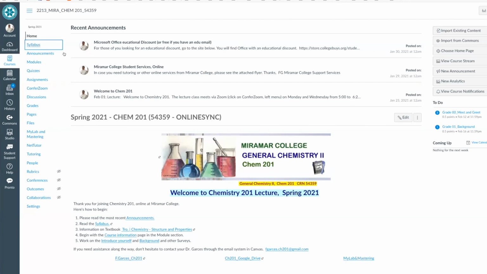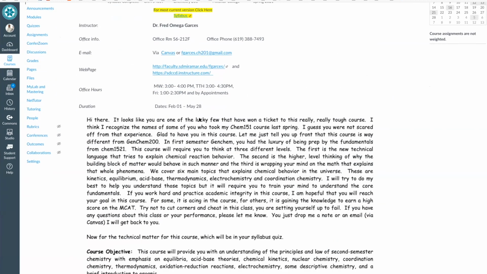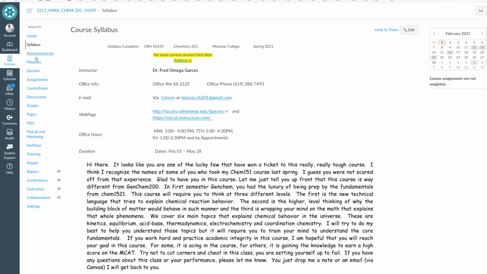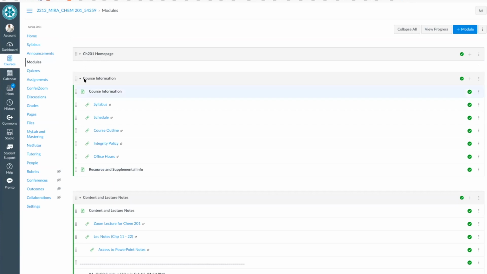Okay, the syllabus, of course, just gives you information about the course syllabus. If this needs to be updated, then it'll be updated here as well. Modules is where you're going to spend most of your time. Modules is where you're going to find the lecture notes that is linked to my homepage, as well as the homework that is going to be linked to My Lab and Mastering, as well as the quizzes. So right here, this just gives you information about the course. You can use these chevrons to collapse that. Okay, this is just information here.